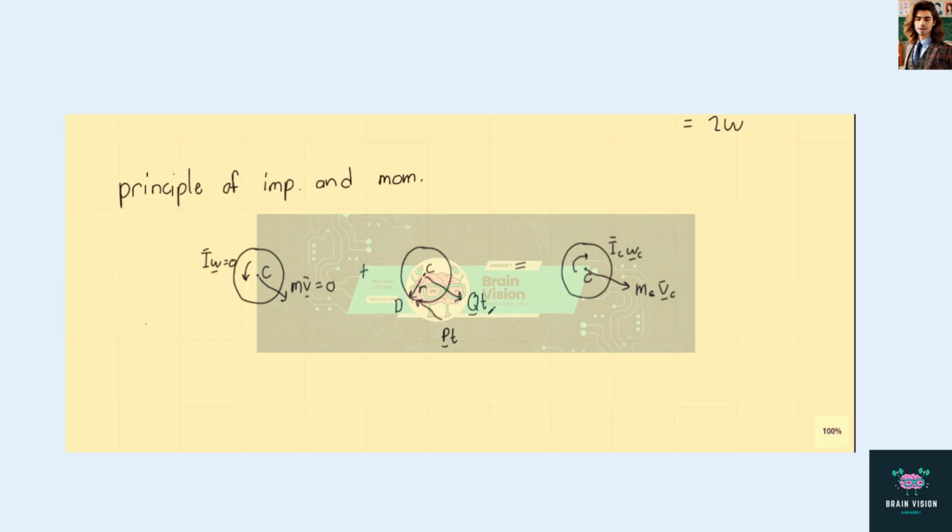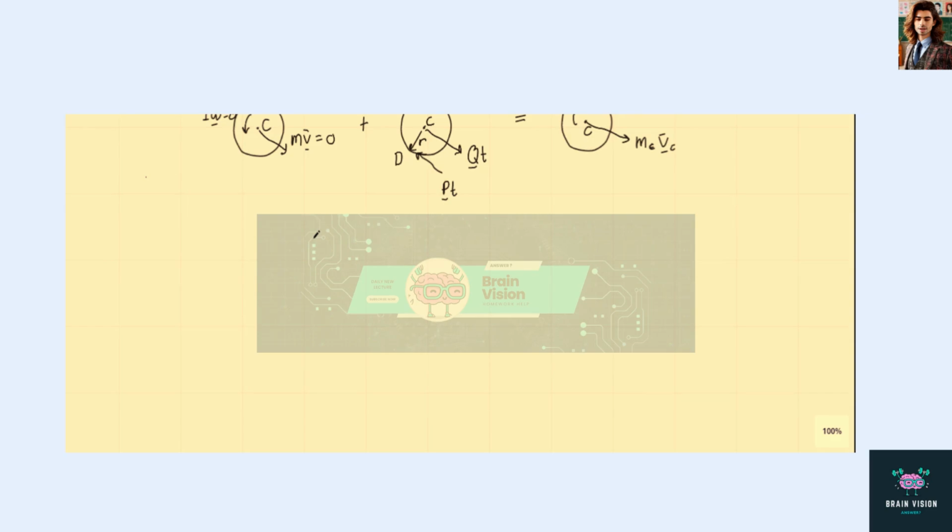So at point C, we have impulse Q t. At point D, which is the edge of disk C, we have an impulse P t, and that impulse is due to gear B, which is impacting on disk C. And the final system moves with angular momentum I bar omega C and linear momentum of the center of C, m C V bar C. So that's from our principle of impulse and momentum.